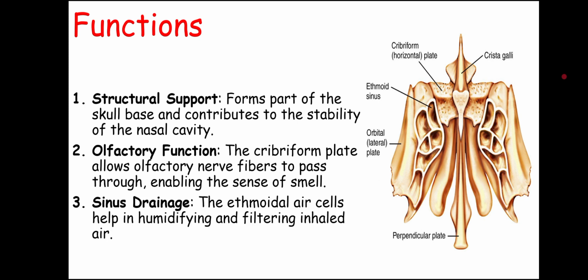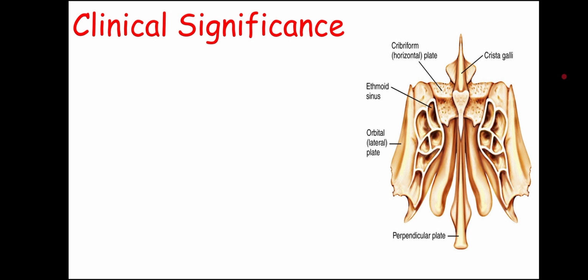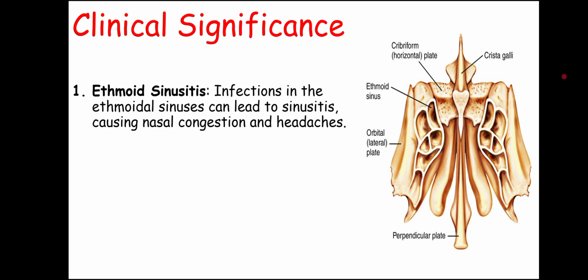And the third function of the ethmoid bone is sinus drainage, as the ethmoidal air cells help in humidifying and filtering inhaled air. Now let's talk about the clinical significance of ethmoid bone. Ethmoidal sinusitis. Infection in ethmoidal sinuses can lead to sinusitis, causing nasal congestion and headaches.